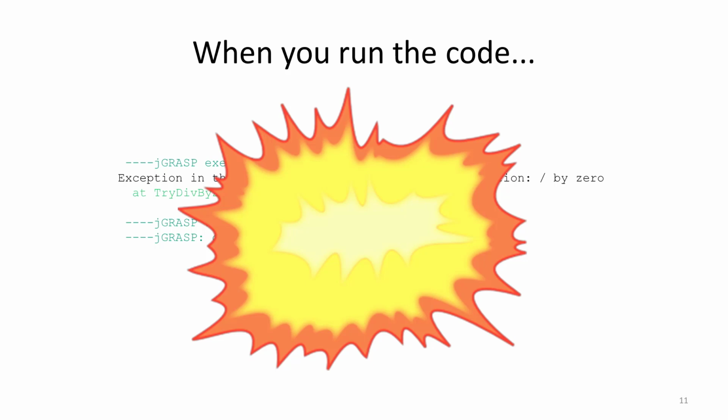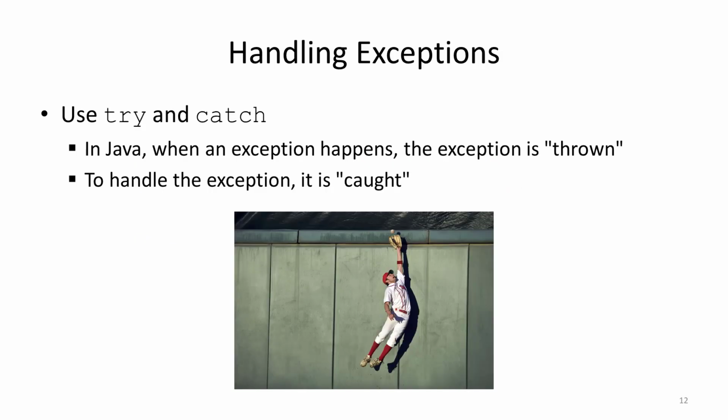In order to address your program crashing, we will need to handle the exception. In order to do that, we will use try and catch. In Java, when an exception happens, the exception is thrown. That is the analogy that Java uses. Exceptions are thrown, and in order to handle it, we will catch it. Throw exceptions and catch them. So there's this thing called a try and a catch. So let's see what that looks like.